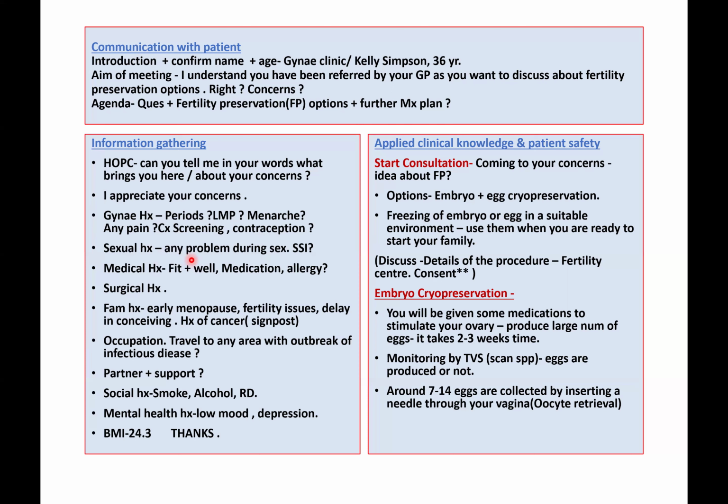So now here she has given you a lot of information. She told you about her occupation. She's having a very busy life and she has a partner. In that case, don't ask, are you with someone now and are you sexually active? She already gave you a lot of information in the beginning. Then, fit and well, you've asked. Are you on any medication? Any allergy? Any surgery on your tummy or down below? Any family history of concern like early menopause, any fertility issues, delay in conceiving, any history of cancer of the womb or the ovary? And may I know what you do for a living?